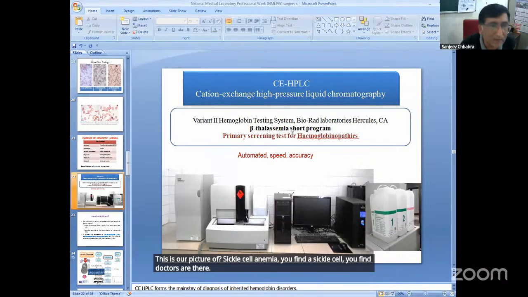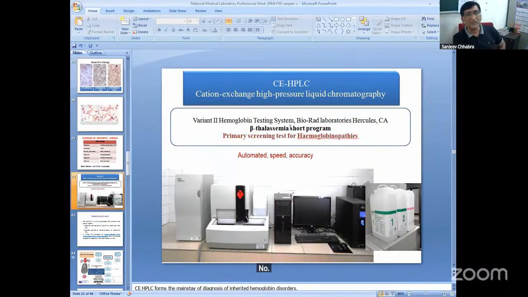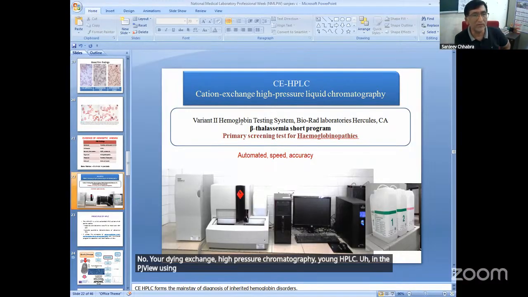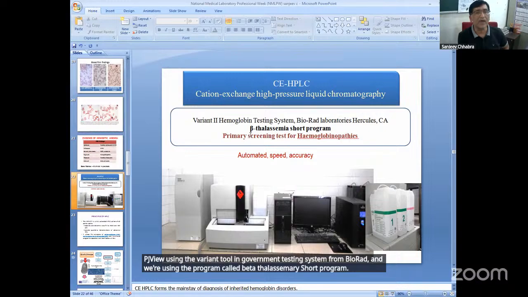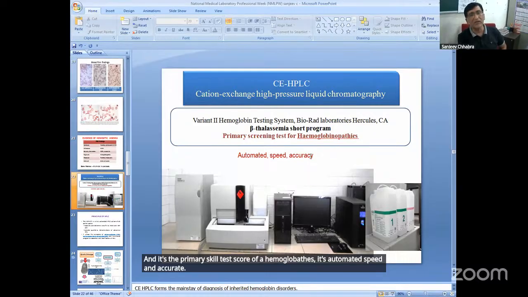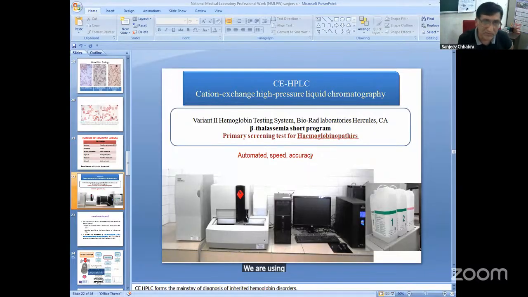Now, the dying stage, high pressure liquid chromatography, that is HPLC. In our lab, we are using the Variant 2 hemoglobin testing system from Bio-Rad, and we are using the program called Beta Thalassemia Short Program. It's the primary screening test for hemoglobinopathies. It's automated, fast, and accurate. Why accurate? Because we are using calibrators and controls.